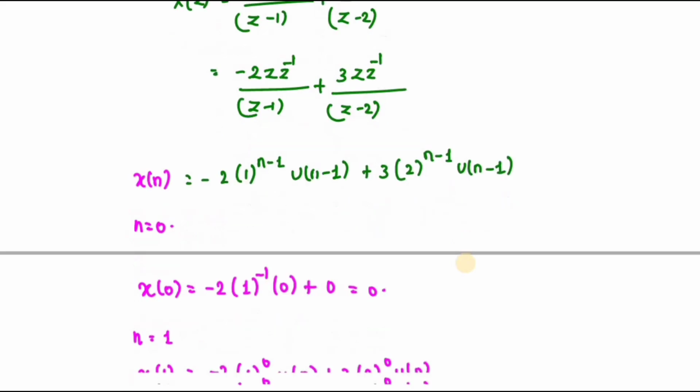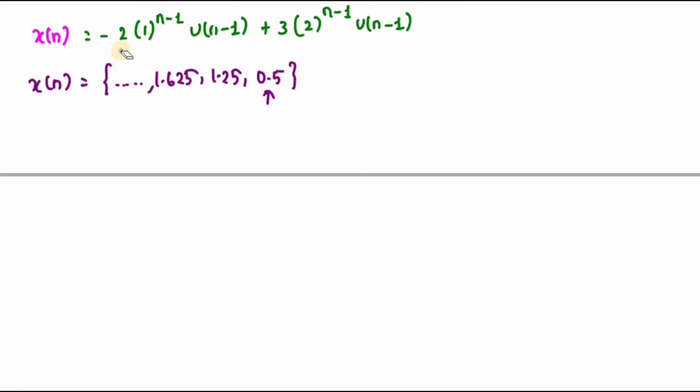Okay, suppose if I want to find the anti-causal signal. So next, this is my x of n which is obtained for the causal signal, and this is the answer for the anti-causal signal. So we need to obtain this answer. Okay, so in order to make this one an anti-causal signal, if I have a minus sign, you have to change it to plus.